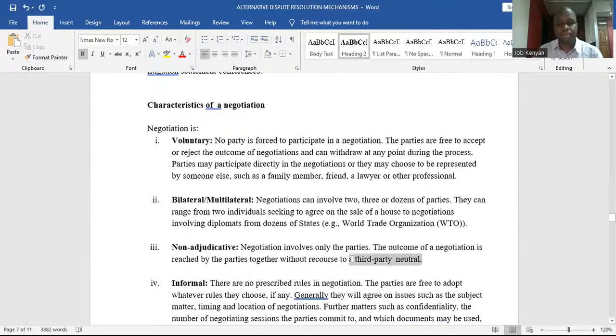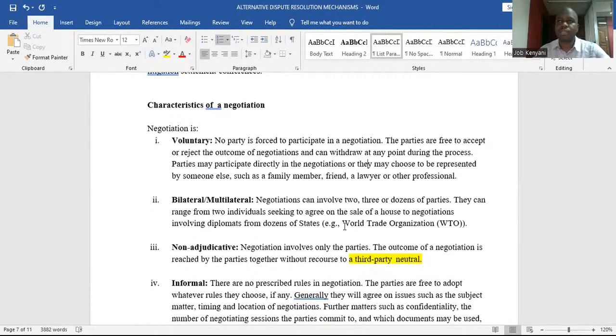So there's no neutral third party under negotiation. But for mediation and arbitration, a third party is involved. Maybe they could twist the question and ask which among these doesn't involve a third party to resolve a dispute. Negotiation doesn't involve a third party. Under mediation, there's a mediator, and under arbitration, there's an arbitrator.